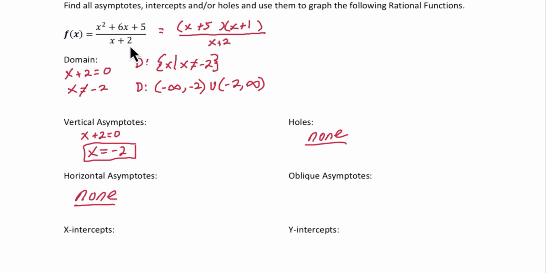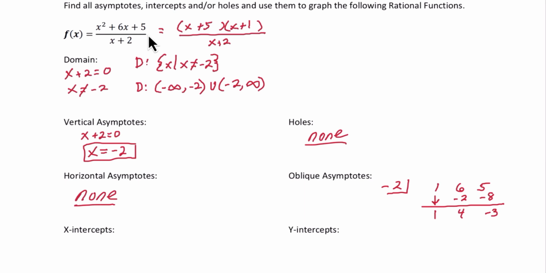Notice in this case, we can actually use synthetic division because the denominator is linear. So we're going to take the opposite of the number that we see in the denominator, -2, and put it in the box, and then list the coefficients of the numerator. That is 1, 6, and 5. Now doing the synthetic division, we drop down the 1, multiply, we get -2, add, we get 4, multiply, we get -8, add, we get -3.